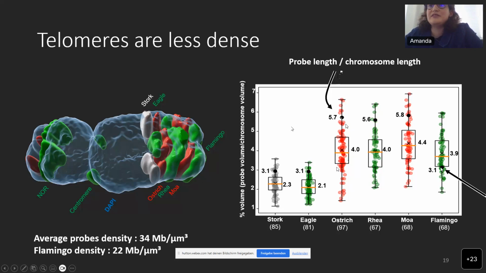But it's interesting to see that for Flamingo, the last probe in the telomeres, the opposite happens. It's the only one that has a volume even higher than expected. So it's more likely that the telomeres are less dense compared to the rest of the chromosome, compared to the arm.